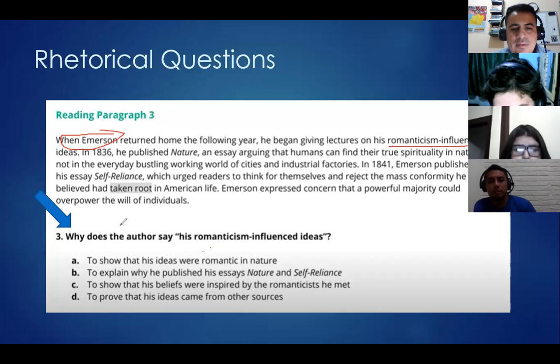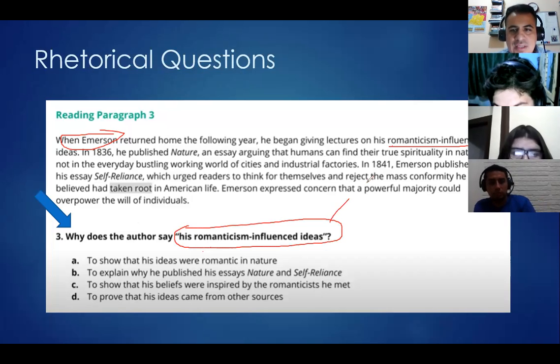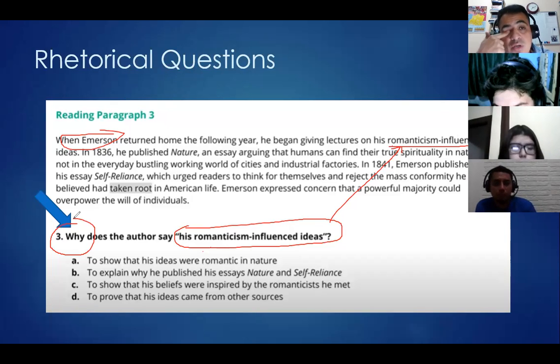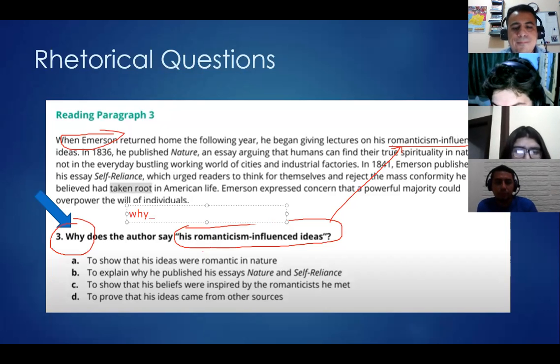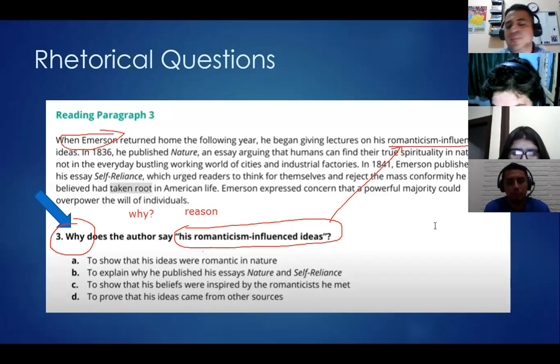Let's do scanning. Let's read the question. Why does the author say his romanticism influence ideas? Okay, so ¿dónde está eso? Aquí, right? Ya encontré allí eso. So, here, ya no me di cuenta, pero ya llegamos a las otras preguntas que les quería enseñar, que son rhetorical questions. Rhetorical questions answer why. Okay. Siempre van a empezar con why. All right. So I'm looking for a reason. Una razón. That's really what I'm looking for. Okay. I'm going to give you 1 minute to look at it and try to find the correct answer.